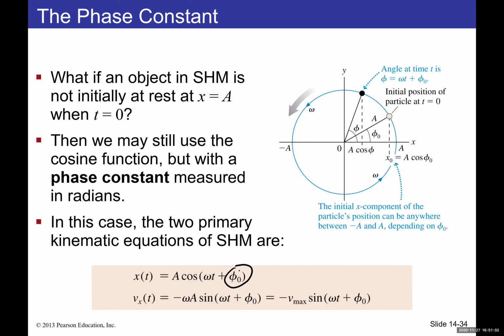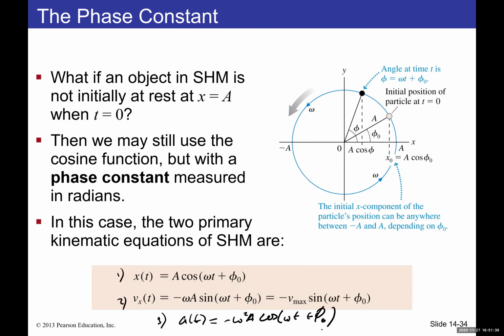See, the phase constant is now included. This phase constant is in units of radians, right? And it represents a shift of the graph when the object doesn't start from x equals A at t equals 0. So in this case, what we have here is equation 1, equation 2, and even equation 3 for the acceleration, which include this phase constant, phi naught.